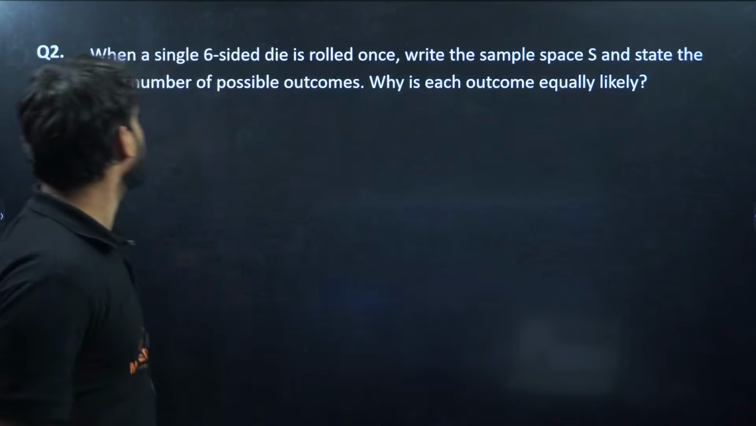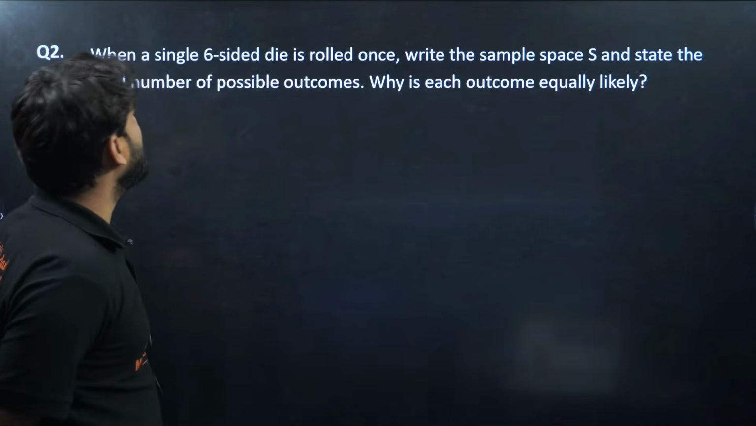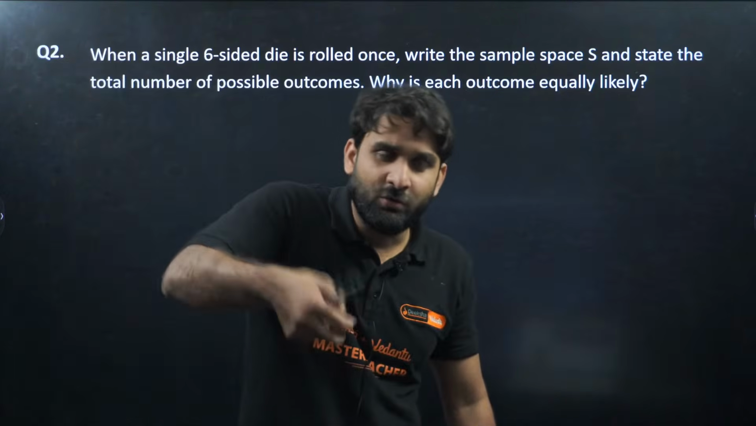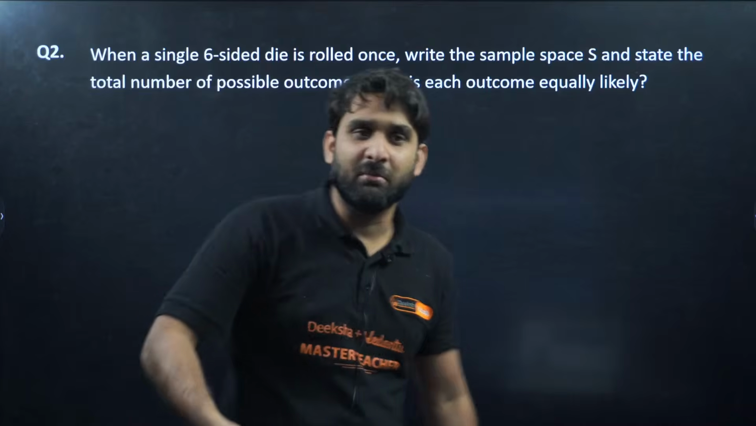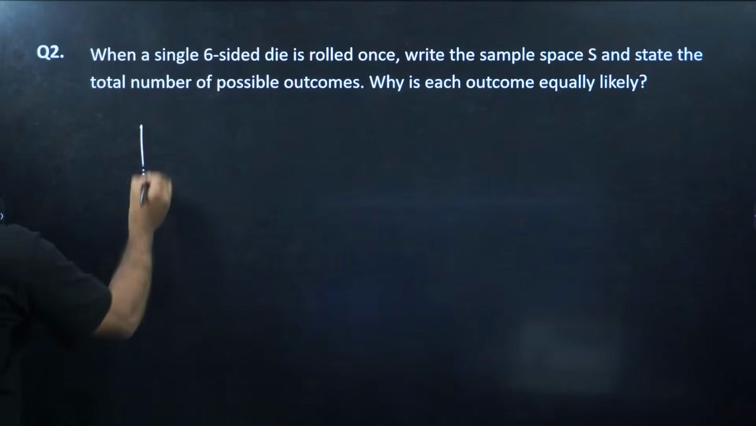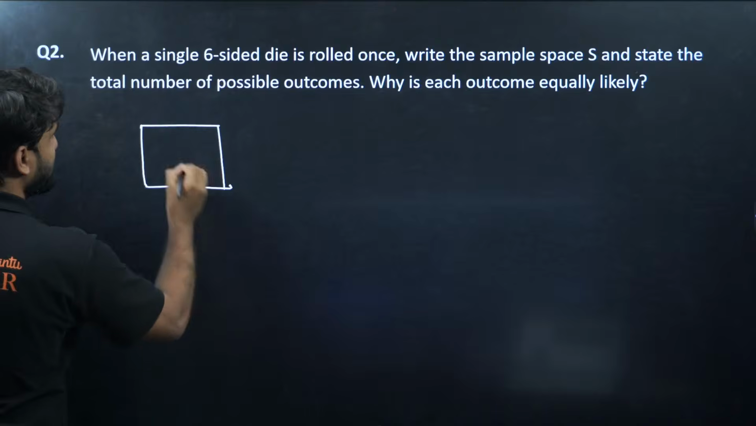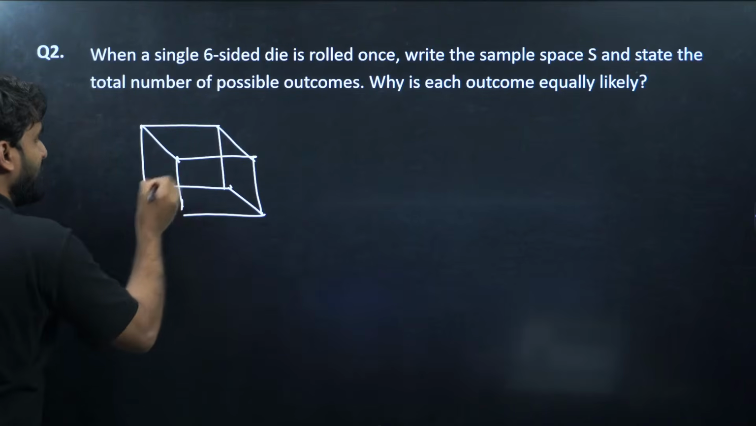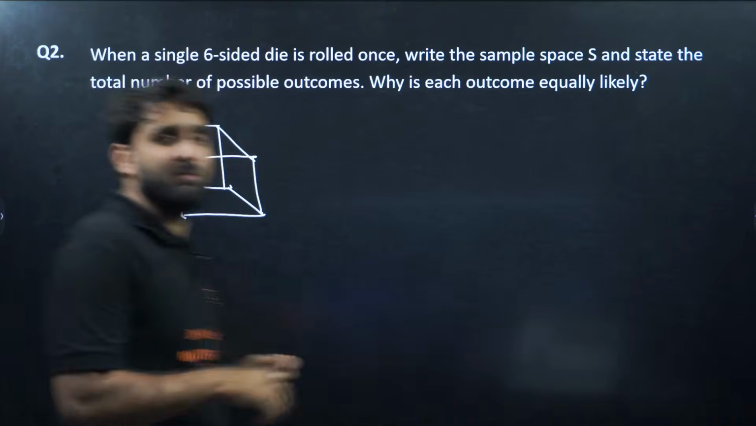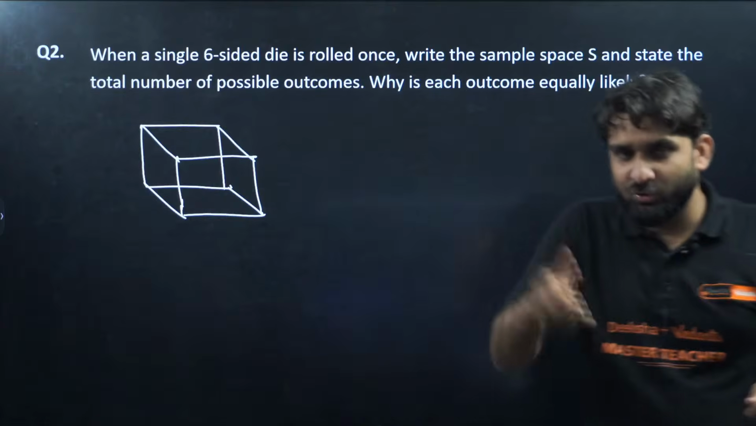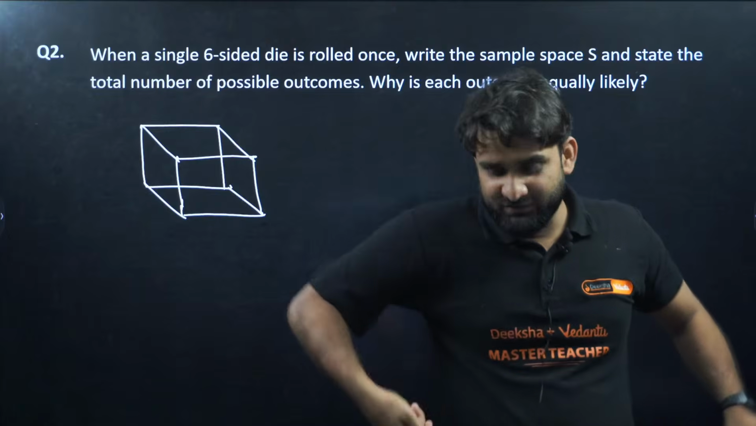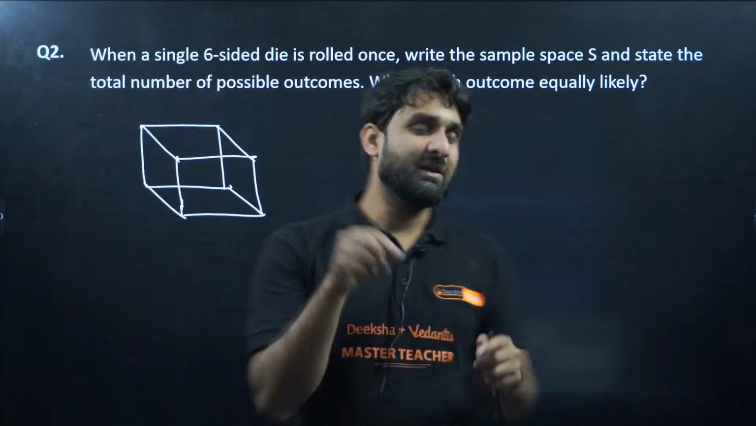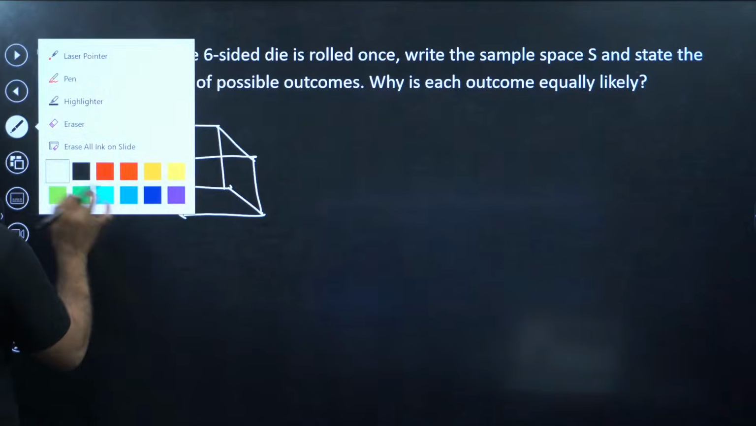Moving ahead. When a single 6-sided die is rolled once, you know a die? You have played Ludo, everyone? You might be playing Ludo with your family members. So basically there is a die. You know a die looks like this. This is a die, that cubical plastic structure, when you shake it inside a box and throw it on a Ludo board, and there are numbers marked on this.